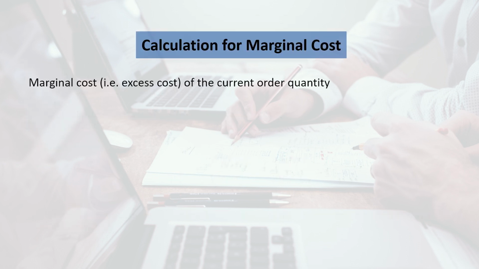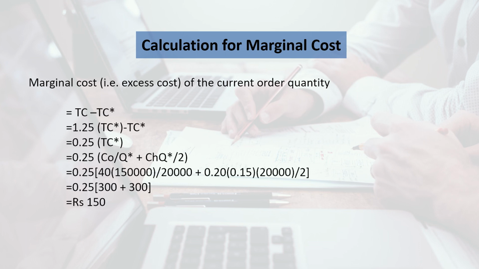Now you would like to know how much it is actually impacting the cost as compared to your optimal order quantity. So we use the formula TC minus TC bar, where you get the value as rupees 150. It means if you change from the optimal order quantity to the current order quantity you are using, the impact on the cost will be just rupees 150. We call it a marginal cost.